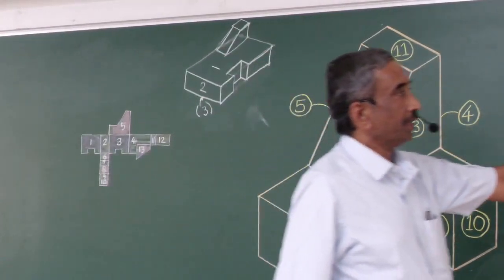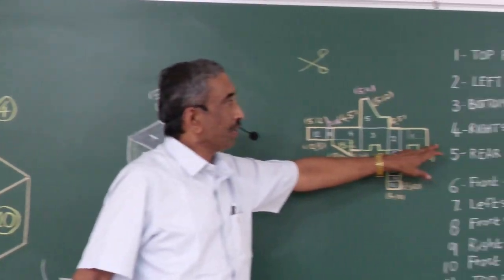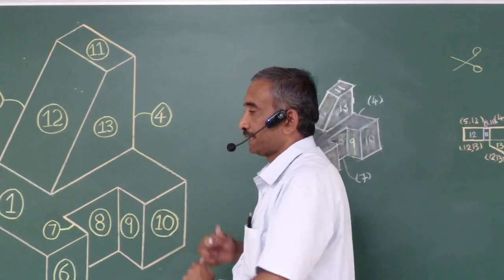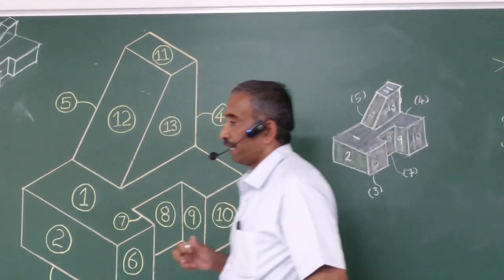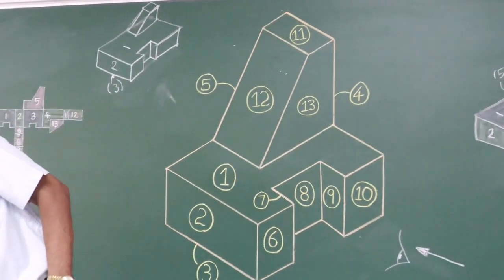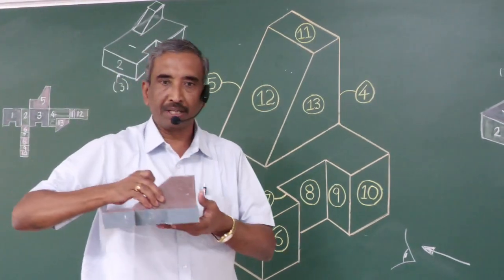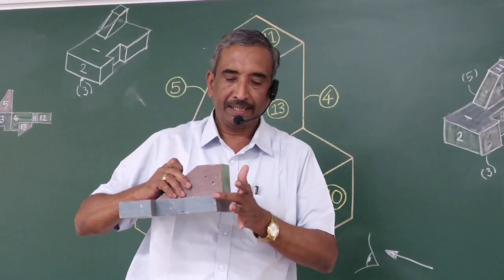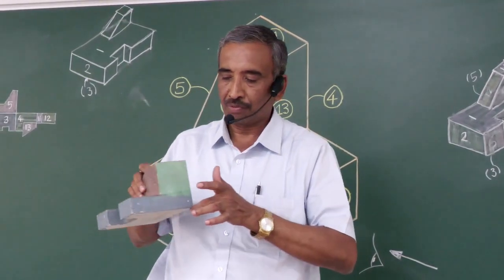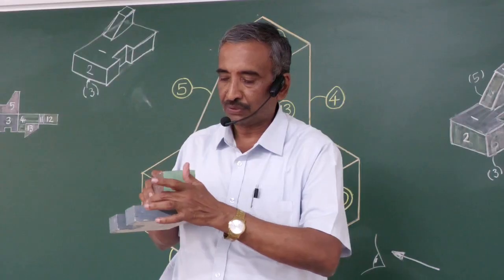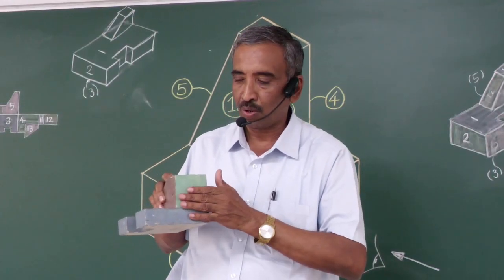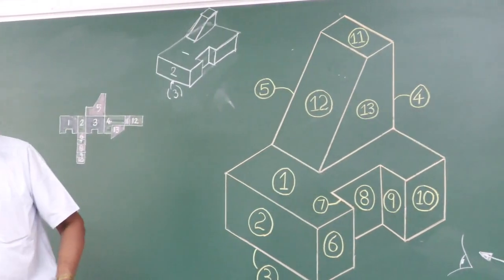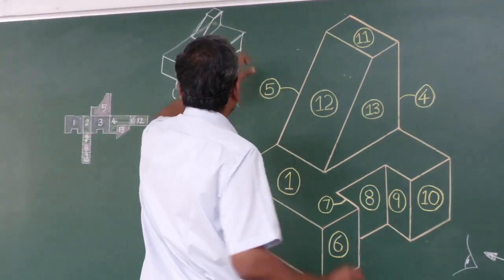Face 4 is the right side face of the object. If I go to my right side, this will be my right side. I can explain with the help of the wooden model. If you go to my right side, I'll get this view. So this will be my face 4 of the object. Face 4 of the object will be here.